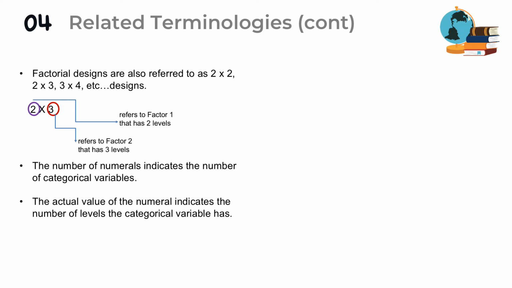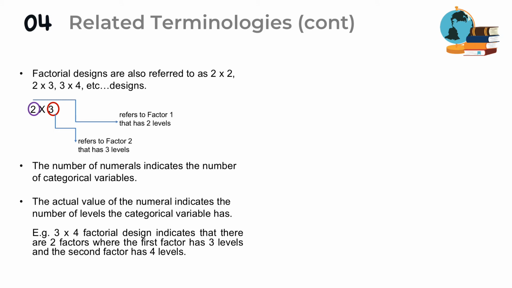So the number of numerals indicates the number of categorical variables. In this case, the number of numerals is 2 because they are 2 and 3. The actual value of the numeral indicates the number of levels the categorical variable has. The actual values here are 2 and 3. So 2 means there are 2 levels, 3 means there are 3 levels.